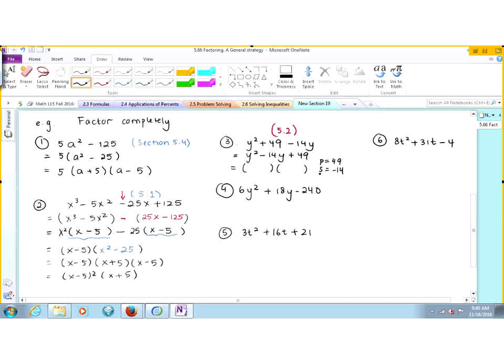Right. So what are the two numbers? Negative 7, negative 7? Yeah. So did everybody get negative 7, negative 7? Okay, so let's write negative 7, negative 7. What will this be? y minus 7 squared. Yes. Okay. Good.